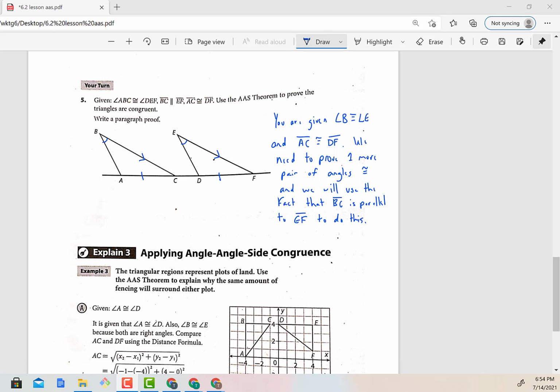So this problem wants us to write a paragraph proof. In this problem, you are given angle B is congruent to angle E. And this is how I'm writing the paragraph proof. I'm saying you are given angle B is congruent to angle E, and you are also given segment AC is congruent to DF. We now need to prove one more pair of angles congruent, and we will use the fact that segment BC is parallel to segment EF to do this.